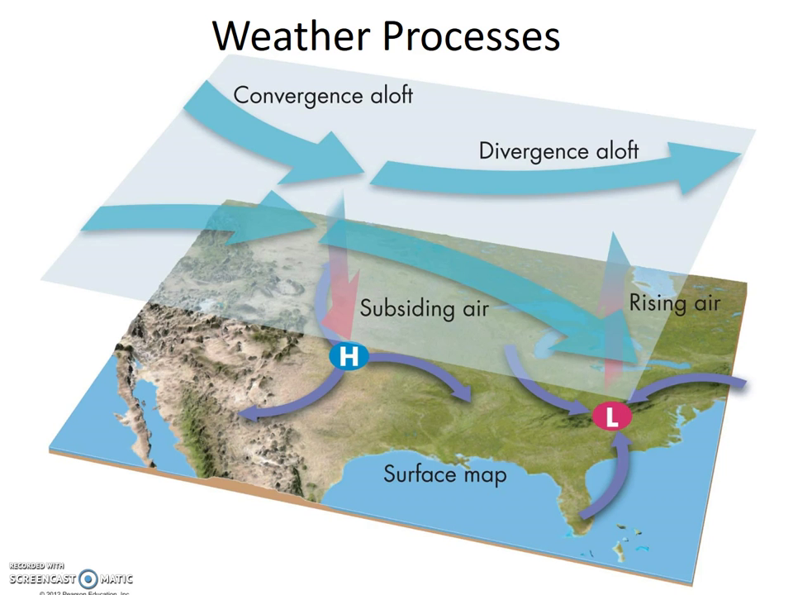Here is another cartoon that is a bit simpler. It highlights that convergence of air aloft corresponds to sinking or subsiding air and high pressure, both at the surface and aloft, and divergence aloft corresponds to rising air and low pressure, again, both at the surface and aloft.